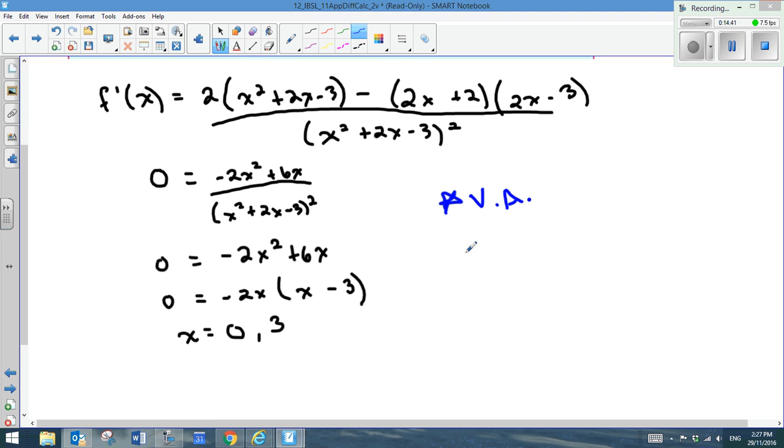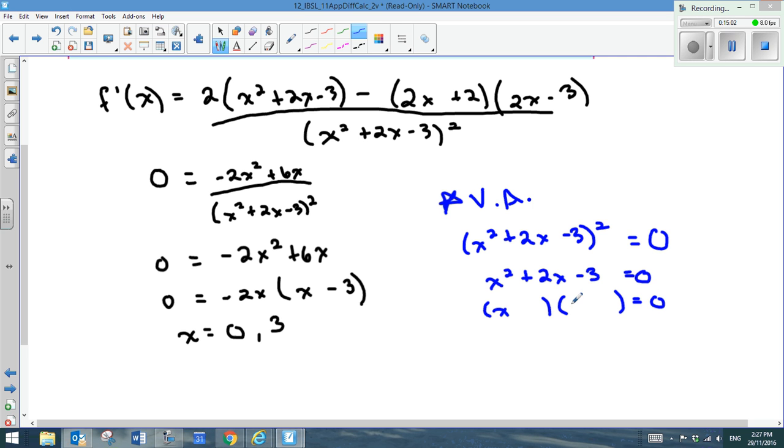So I'm going to set my denominator, x squared plus 2x minus 3, squared, equal to 0. The square root of 0 is 0, so I'm really just looking at x squared plus 2x minus 3. This factors nicely. So we'll go ahead and factorize: 3 times 1, minus 1 plus 3, that'll make the 2. Therefore, when x is equal to -3 and +1, we have vertical asymptotes.